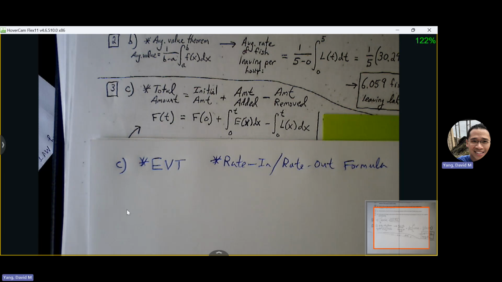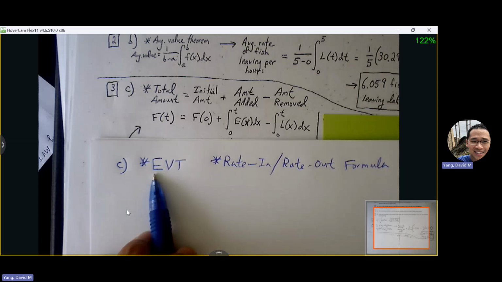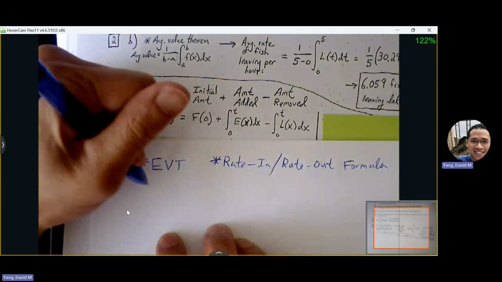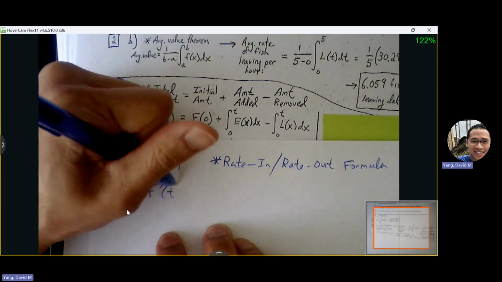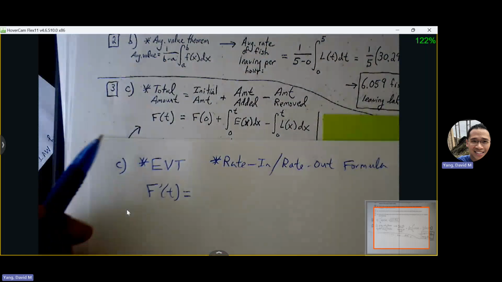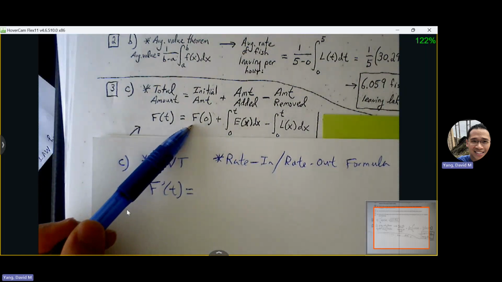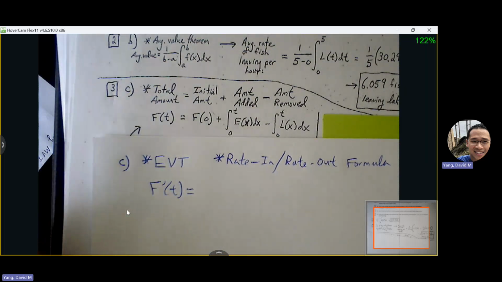Okay, so that's the formula we're working with, but we know that if we want to use the extreme value theorem, we have to find critical points and endpoints, right? And critical points come from the derivative, so we have to build our derivative f prime and then set it equal to 0. So f prime is equal to, we know f of 0 is just a constant, so that goes to 0.